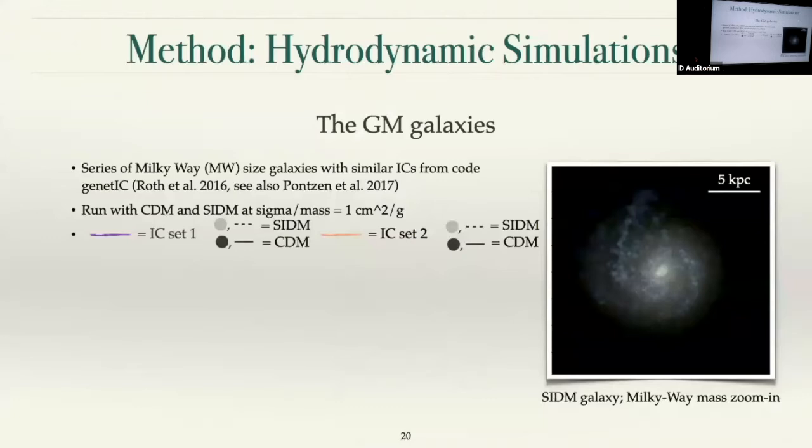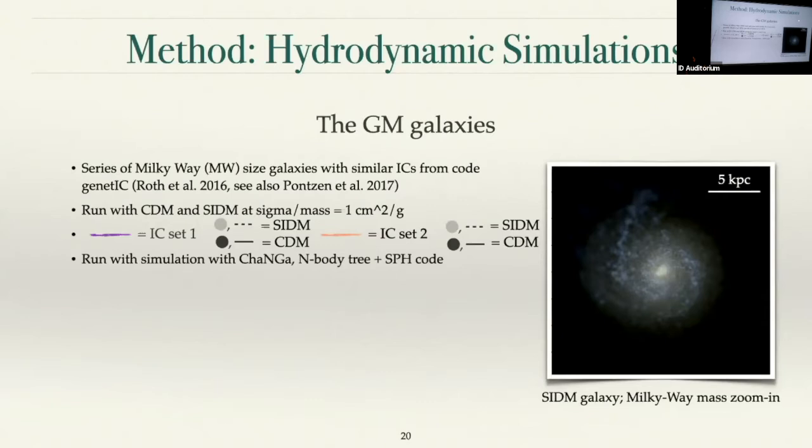But a few years ago, I did something a little bit different. I used hydrodynamic simulations, and these are the GM simulations, which were presented yesterday by Nicole Sanchez as well. This is a series of Milky Way galaxies with similar initial conditions using GenetIC, which Andrew gave a tutorial on earlier this week. We run with CDM and then an SIDM cross section of 1 centimeter squared per gram and 2 different IC sets. This purple represents one IC set and the orange represents another.